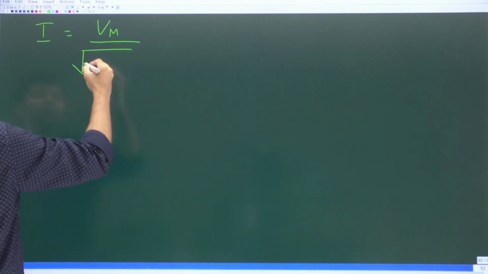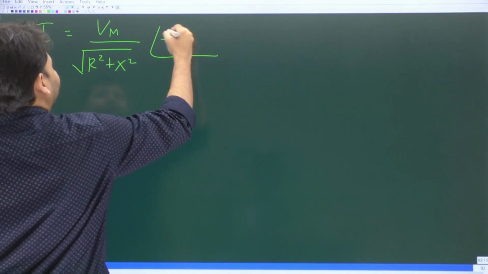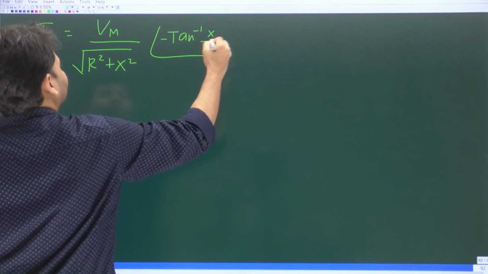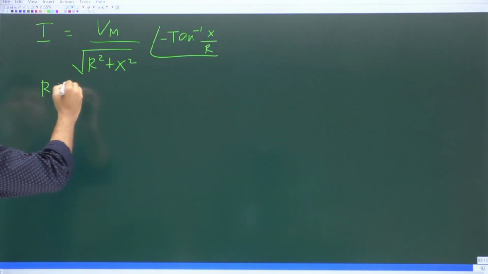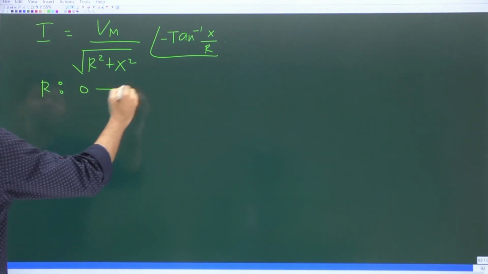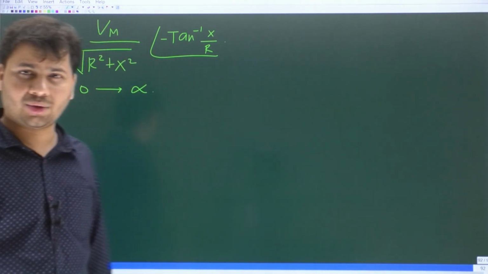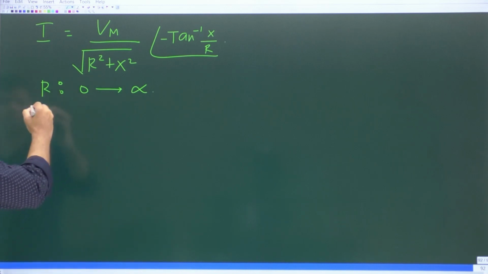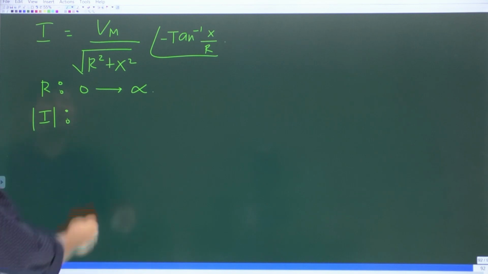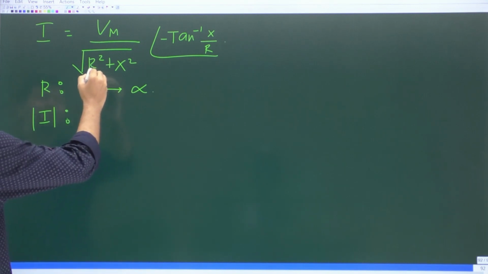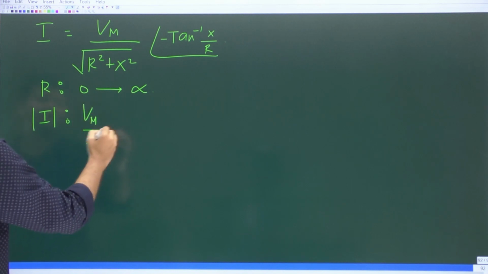Vm divided by square root of r square plus x square at an angle minus tan inverse x by r. Now the point is what? The value of r is varied from 0 to infinity. How will the mod I vary? When r is 0, 0 square plus x square, square root is what? X. So will it not be Vm by x?